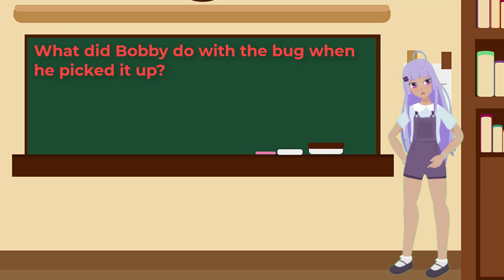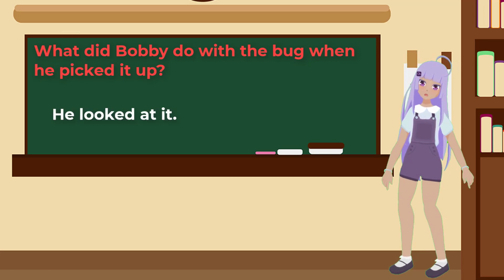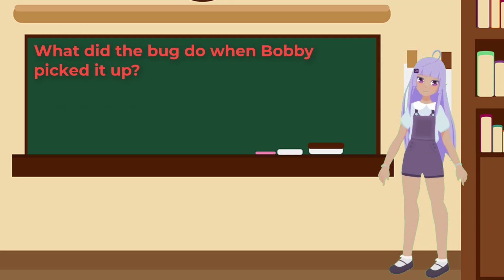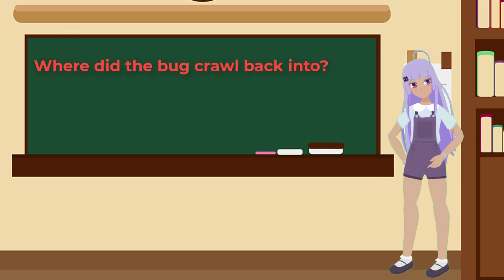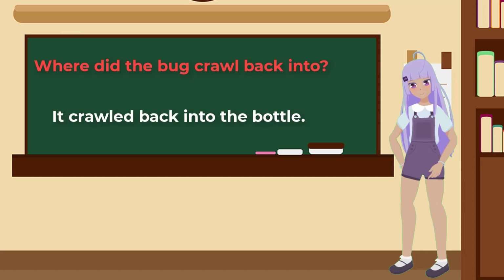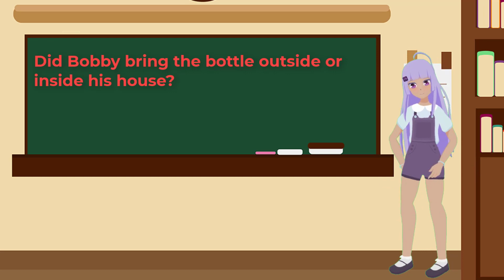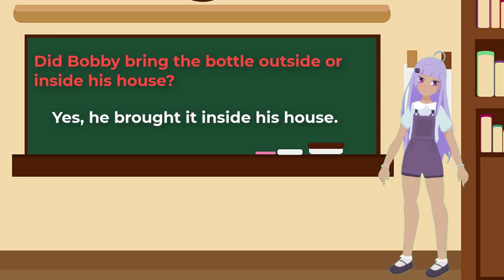What did Bobby do with the bug when he picked it up? He looked at it. What did the bug do when Bobby picked it up? It looked at Bobby. Where did the bug crawl back into? It crawled back into the bottle. Did Bobby bring the bottle outside or inside his house? Yes, he brought it inside his house.